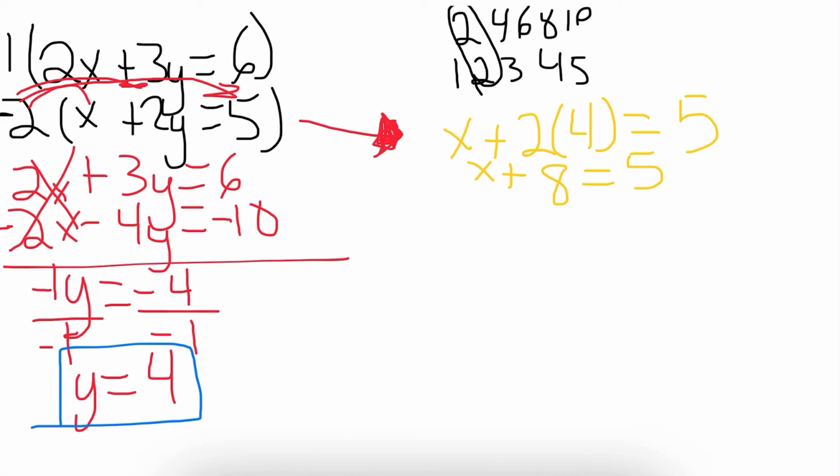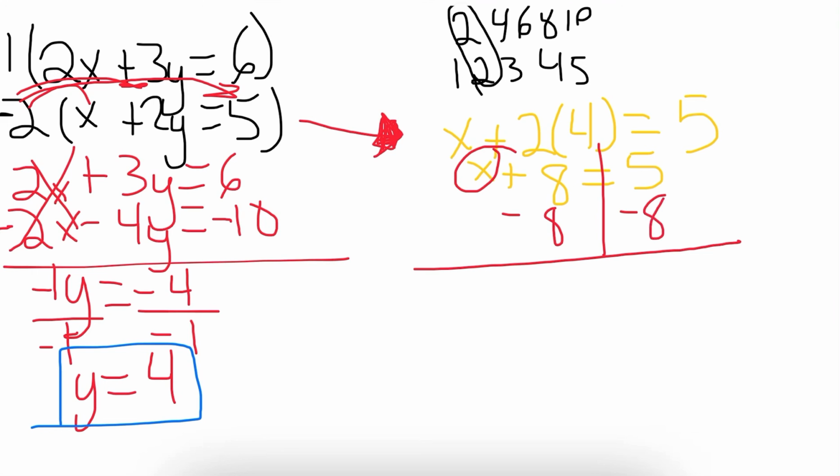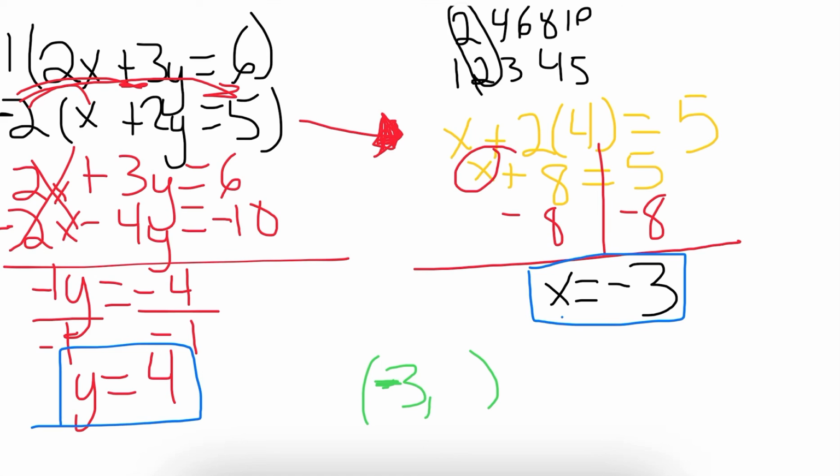I want this x here all by itself. So I have to go ahead and subtract this 8 from both sides. And I will end up with x equals negative 3. Now again, remember that once you have your 2 points, you still need to put them in a coordinate pair. Of course, x always goes first. So I have negative 3 comma 4. And now I am complete with solving this problem.